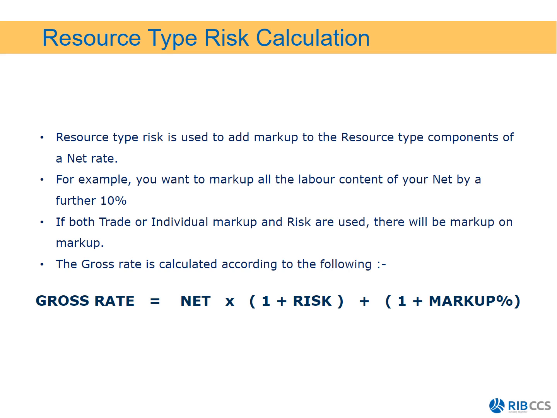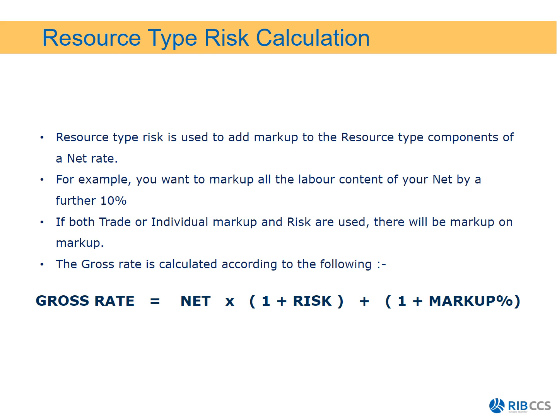The next type of markup is what we call a resource type risk markup. And what is the resource type risk markup? So the resource type risk is used to add markup to resource types, components of a net rate. So it's only components of that net rate. For example, if you want to mark up all your labor content of your net rate by a further 10%, so maybe you are allowing a bit of risk. If both the trade and the individual markup and risk are used, there will be markup on markup. Okay, so markup on top of markup.